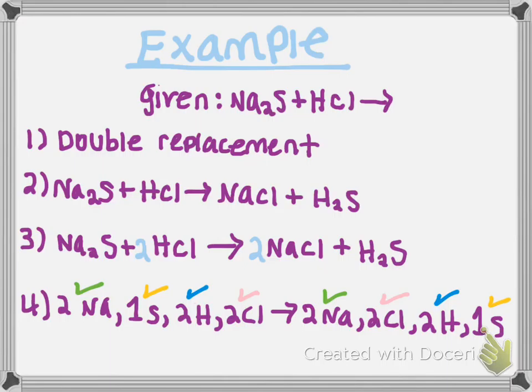On the left we have 2 Na's, on the right we have 2 Na's. On the left we have 1 S, on the right we have 1 S. On the left we have 2 H's, on the right we have 2 H's. And on the left we have 2 Cl's, and on the right we have 2 Cl's. So now we realize that they are all balanced, which means we're good to go.